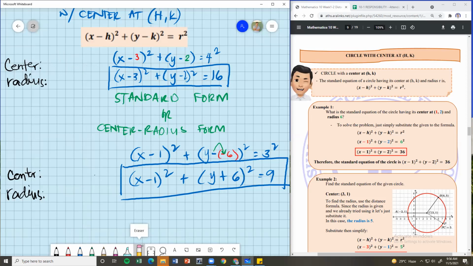Let's identify them first. Okay, many of you are getting the correct answer for the center and the radius, but some are having a little confusion, especially with the signs, and that's normal. It's okay. We are here to clarify those things.